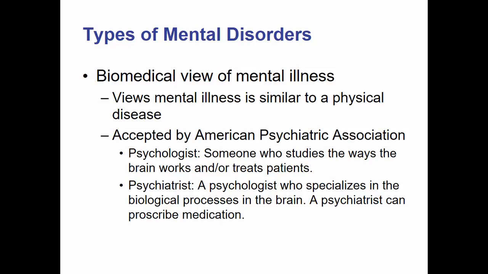Remember, there is a difference between a psychologist and a psychiatrist. A psychologist is someone who studies the way that the brain works, and they could treat patients. That is something psychologists sometimes do. A psychiatrist is a type of psychologist who specializes in those biological processes of the brain. And a psychiatrist, if you go through the various processes of that profession, can prescribe medications.